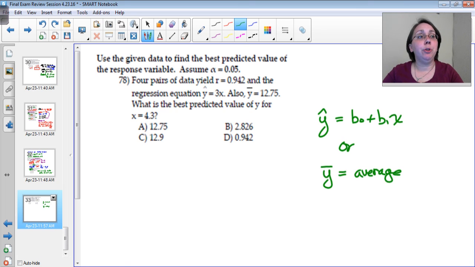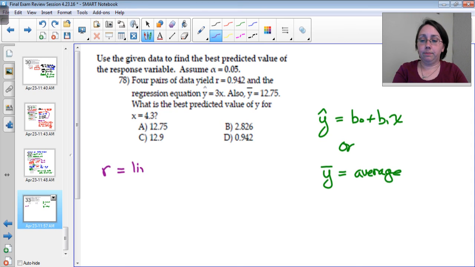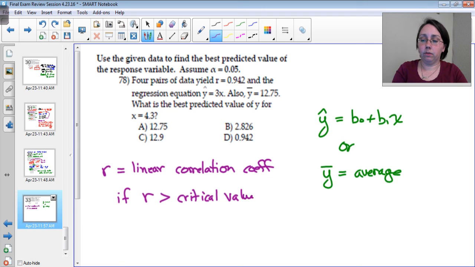Now, to determine which one you use, you look at who? The chart. For who, though? Who decides if you are... R. R is your correlation, your linear correlation coefficient. Alright. If your R is bigger than your critical value, or if R is less than your critical value. Depending on what your R is, that determines what you do.